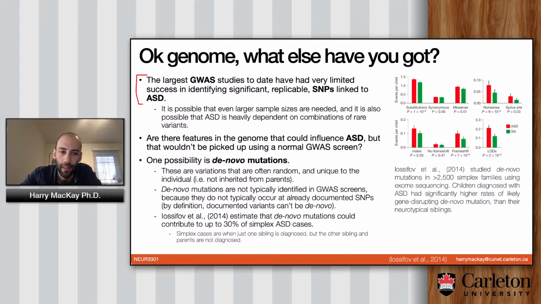Now, you might need larger sample sizes, but it's tough to get that. How are you going to find 50,000 people with ASD and have enough resources to phenotype them and figure out what the nature of their condition is and control for all the other factors?